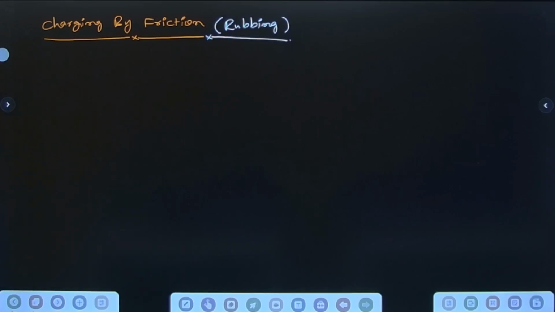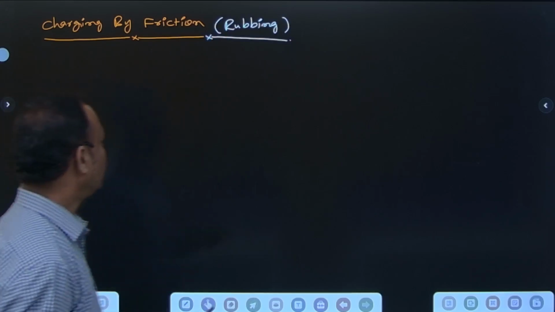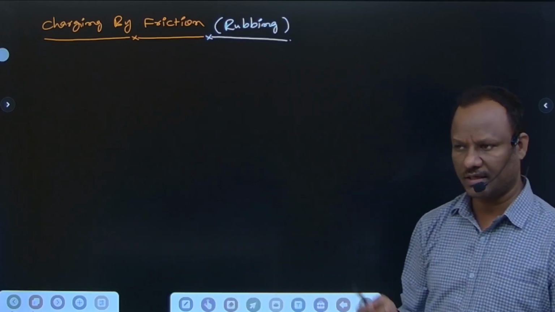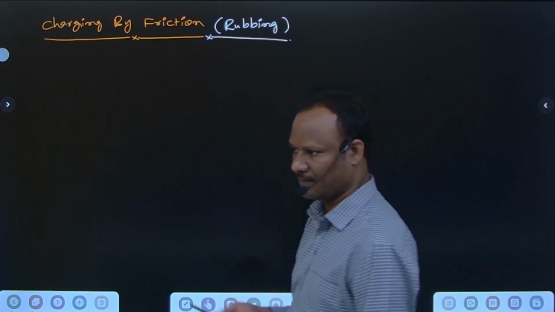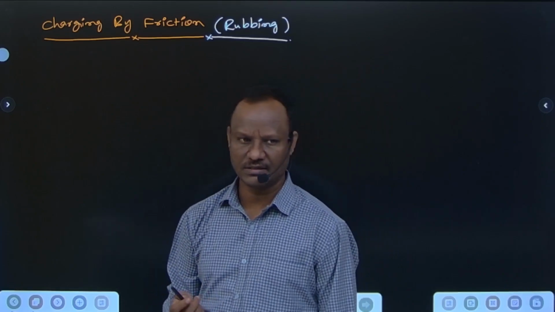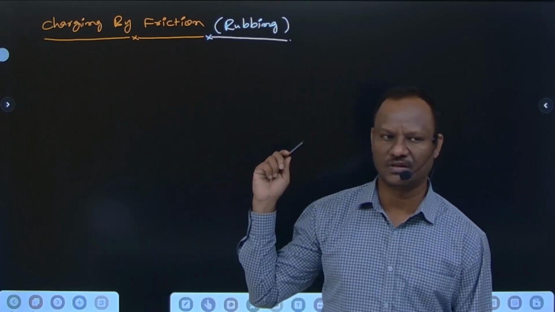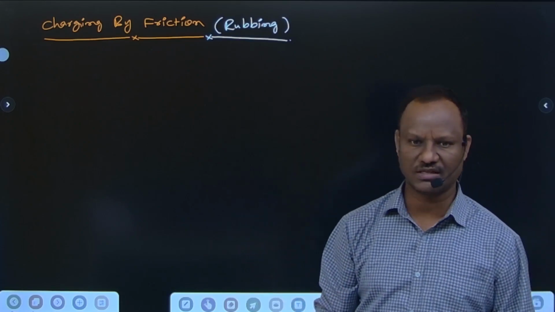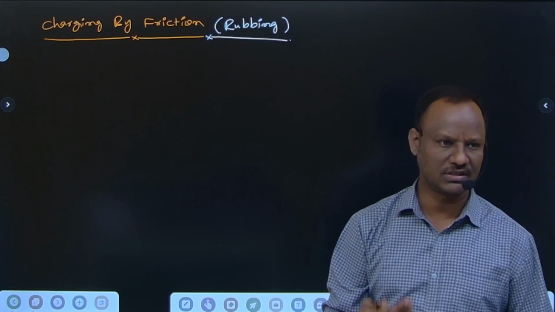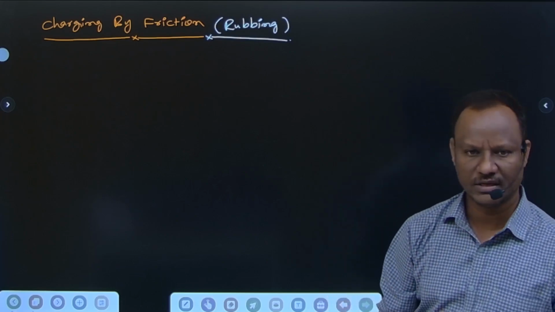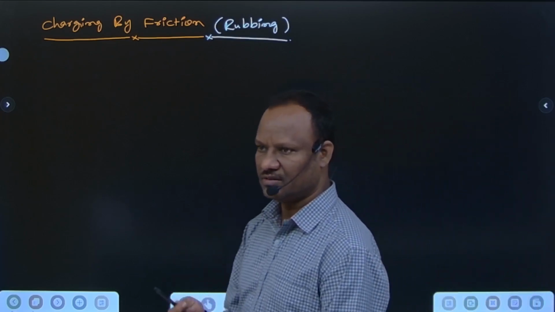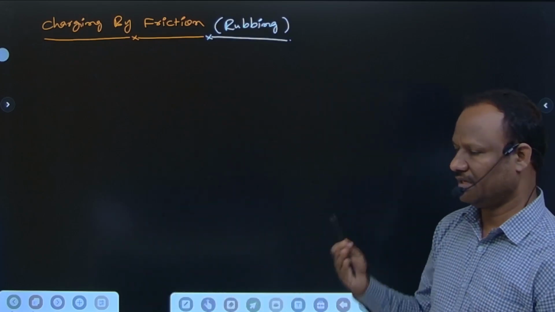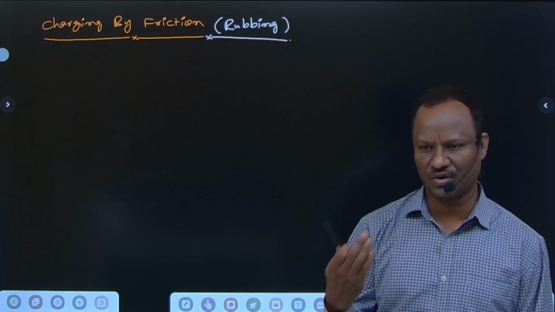So charging by friction, or charging by rubbing, means when two bodies, generally conductors and insulators, are involved. This is applicable for both conductors and insulators. Before that, what do you mean by a conductor? It has free flow of charges. What are the charges? Electrons. Free flow of electrons, which is a good conductor of electricity. If you talk about an insulator, it has no free flow of charges.